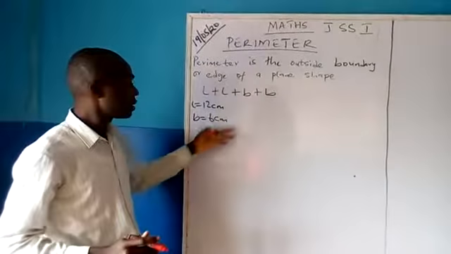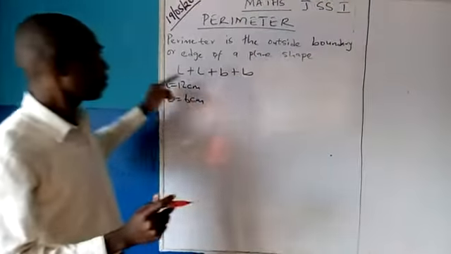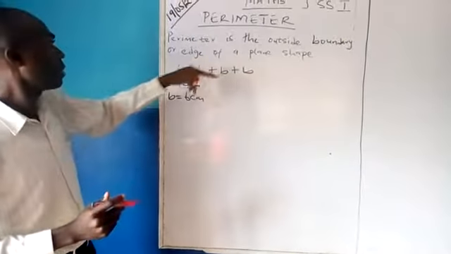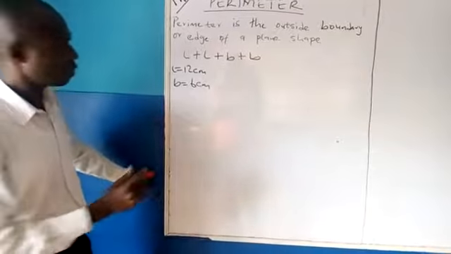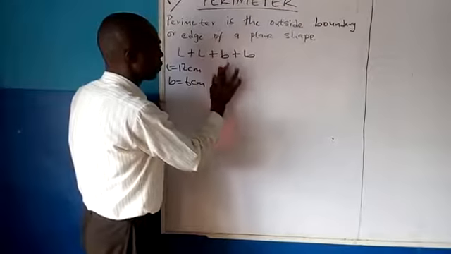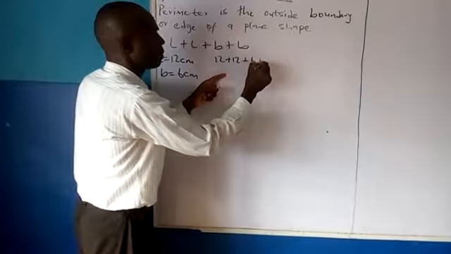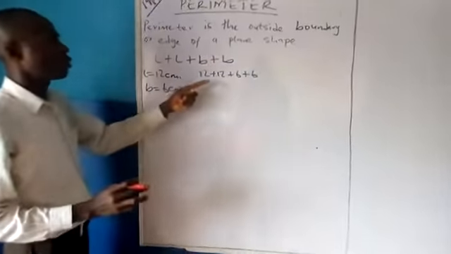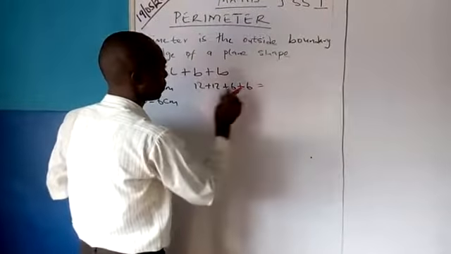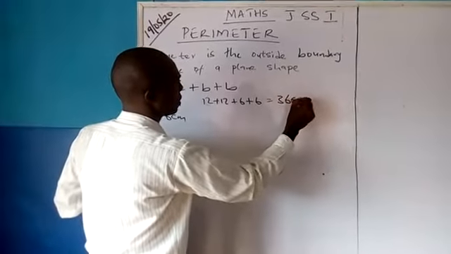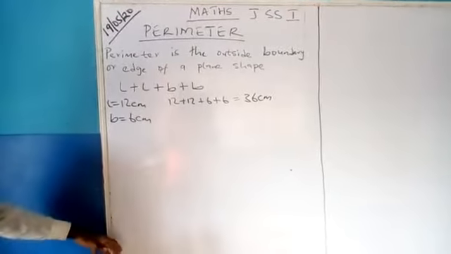Now, if you want to determine the perimeter, that is the outside boundary or the edge of the plane shape. So it becomes length plus length plus breadth plus breadth, say 12 plus 12 plus 6 plus 6, which will give us 36 cm. That is the perimeter of this board.